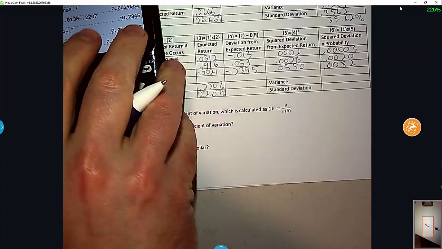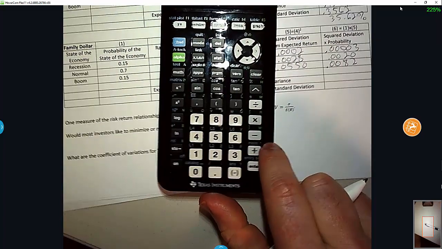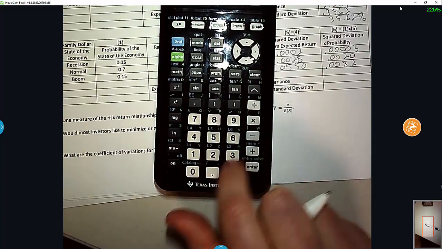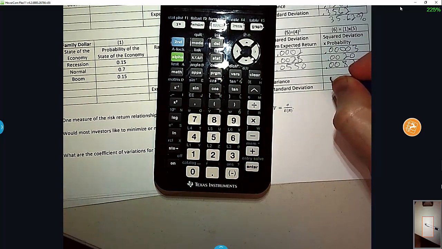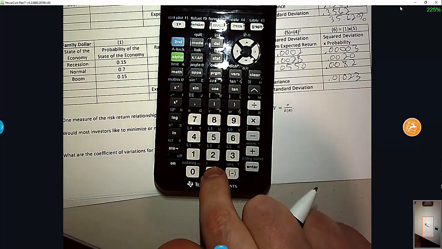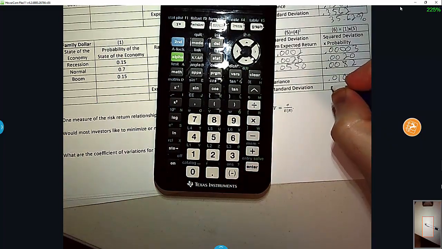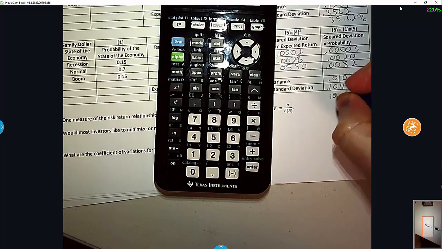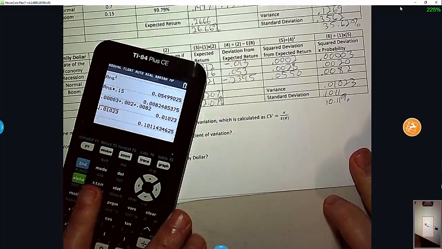Now I'm going to add these all up. 0.00003 plus 0.002 plus 0.0082, and that gives me a value of 0.01023. The square root of that number gives me a value of 0.1011 or 10.11%. So here's my math on my calculator.